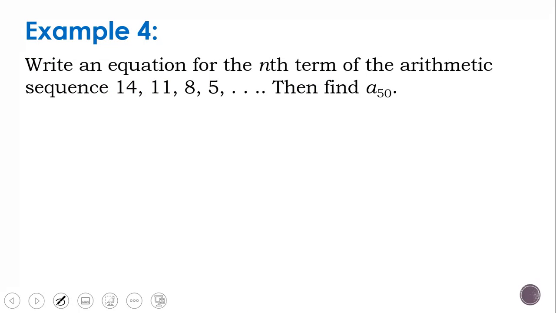So let's take a look at this example. There are two parts to this example. First, it says write an equation for the nth term. That's part A. Then it says find a sub 50. So when you're asked to write our equation, that is our general form. A sub n is equal to a sub 1 plus n minus 1 times d.